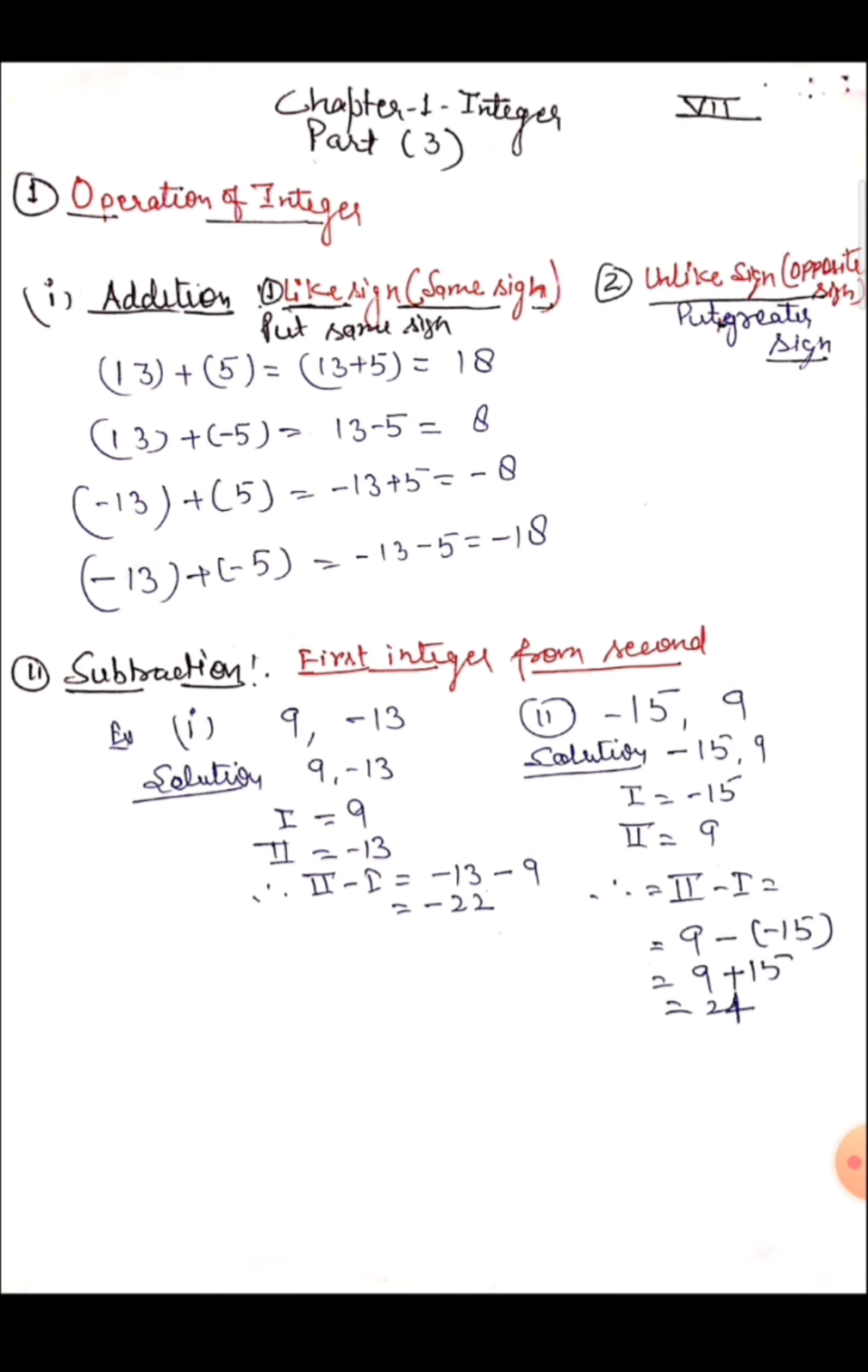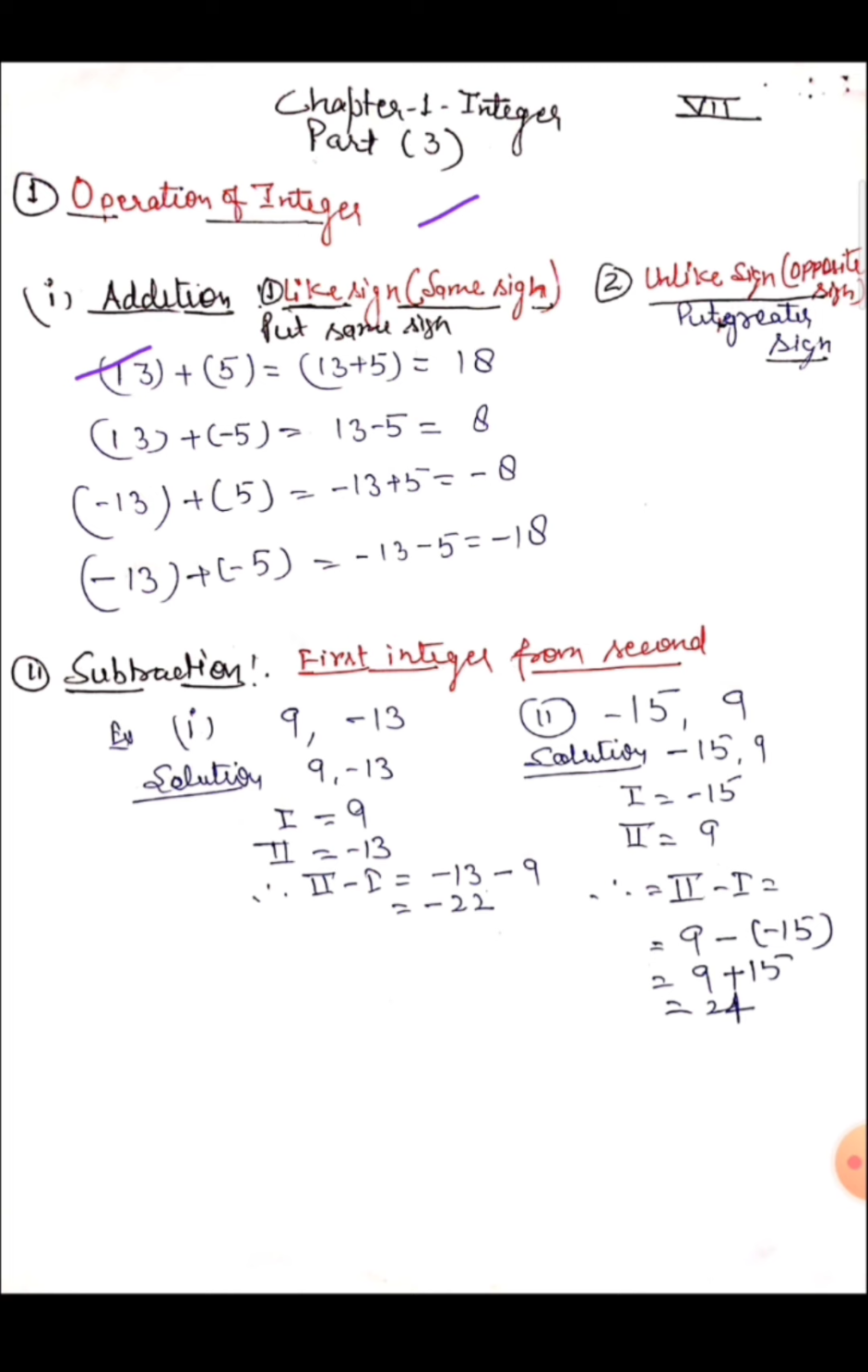In today's video, the first heading is operations of integers. In the operations of integers, we have four types of operation. First is addition, second is subtraction, third is multiplication, and last is division. So first is addition. How can we add two integers?